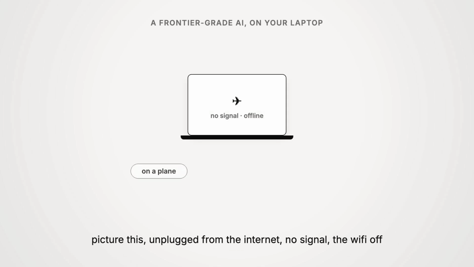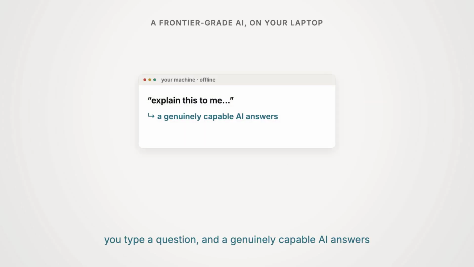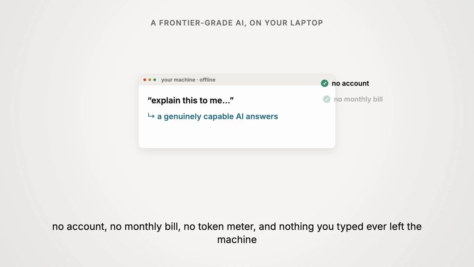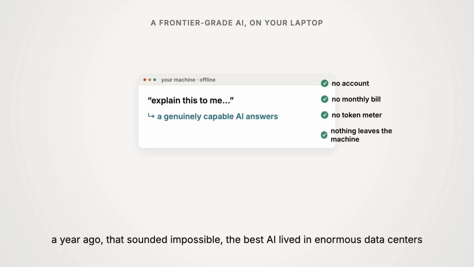Picture this. You unplug from the internet on a plane, in a clinic with no signal, at a kitchen table with the Wi-Fi off. You type a question, and a genuinely capable AI answers. No account, no monthly bill, no token meter ticking, and nothing you typed ever left the machine. A year ago, that sounded impossible.